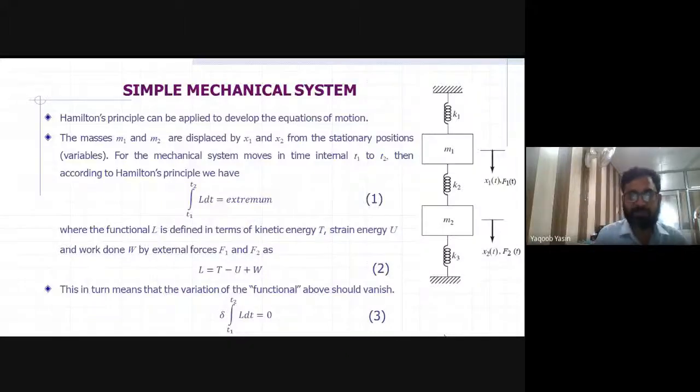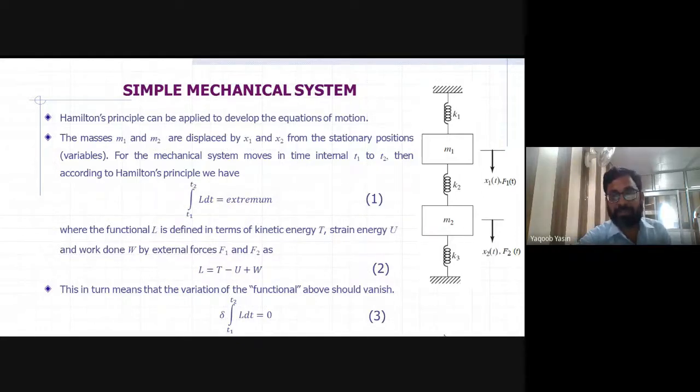Methods, but we will use Hamilton's principle, which has many advantages. For example, we can find the boundary conditions and the equation of motion simultaneously using Hamilton's principle. So, for example, in this case, we have masses which are displaced by some displacement x1 and x2 from stationary positions.